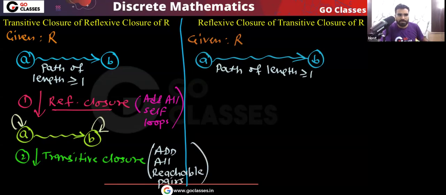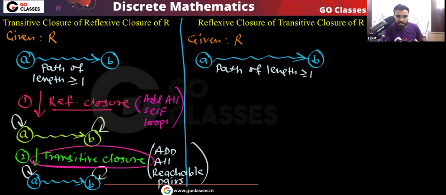Okay, very simple. So let's add all the reachable pairs. Then what are we going to get? There is vertex A, there is vertex B. We have already found the reflexive closure, right? So you can see this reflexive closure we have already found. Now, on top of that, we are finding the transitive closure.